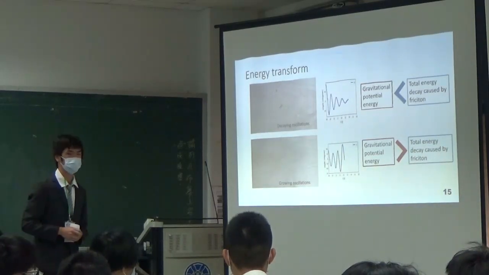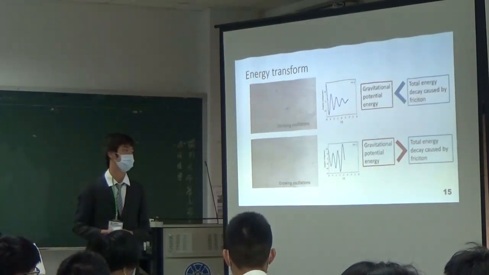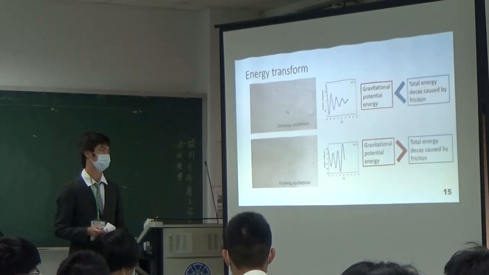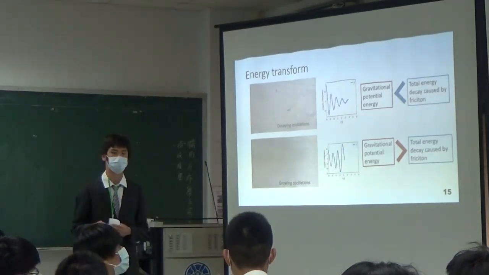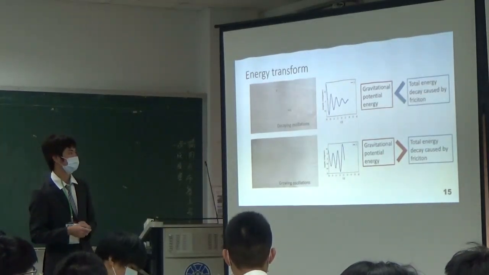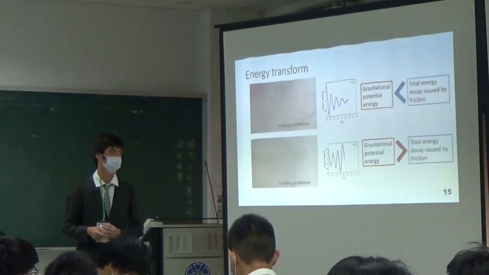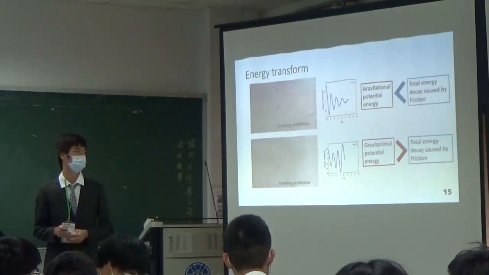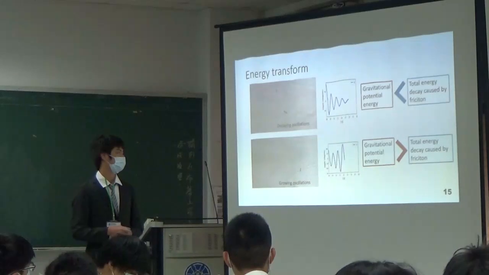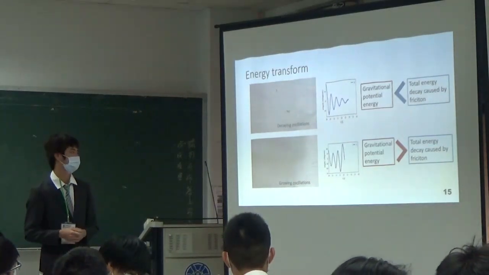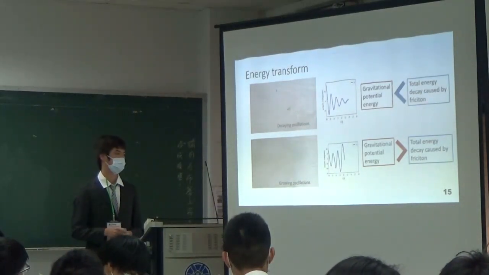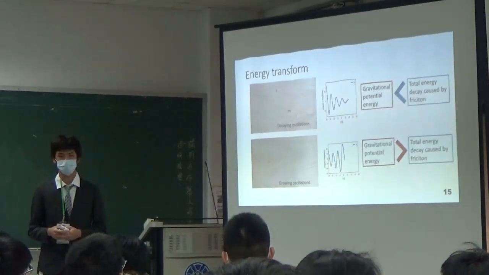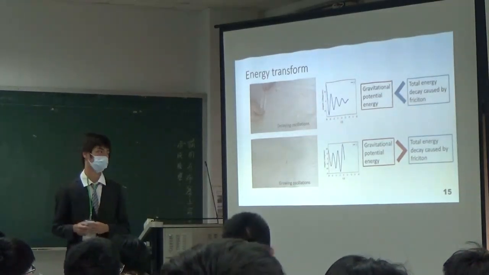But we can still use the energy transform concept to explain why there are Brownian oscillations. If the gravitational potential energy is smaller than the total energy decay caused by the frictions, the oscillations will decay. And in contrast, if the gravitational potential energy is big enough, the oscillations will start to grow.